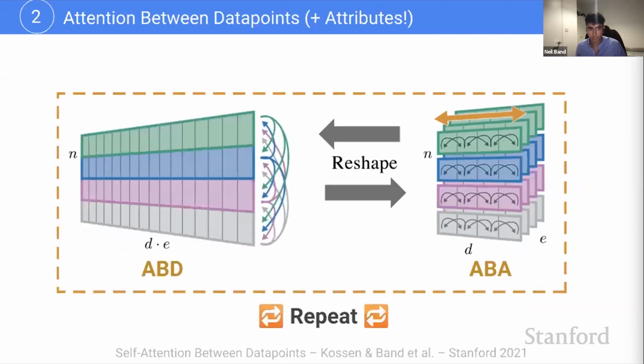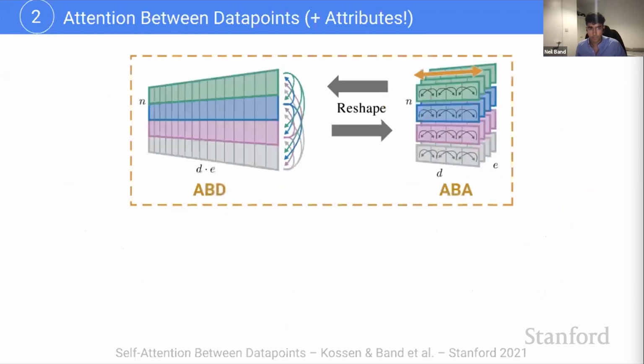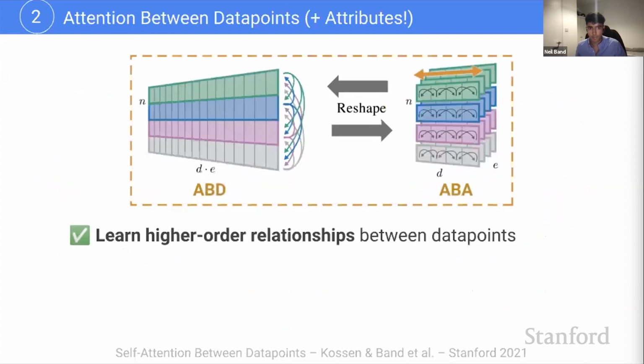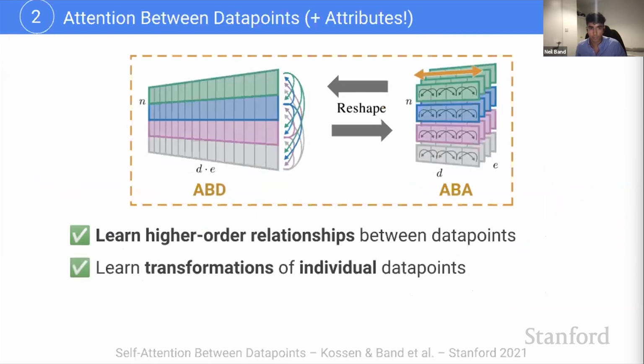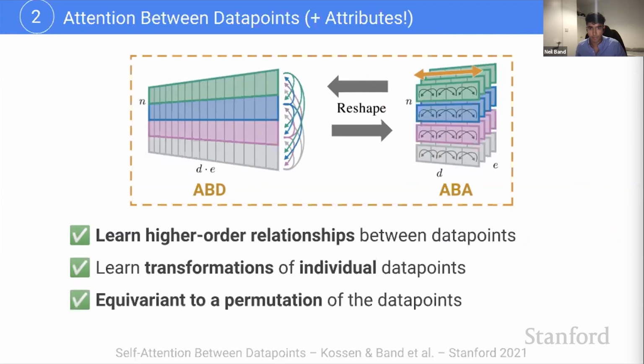And finally, we just rinse and repeat. So what are we actually getting out of this? To summarize, we're learning higher order relationships between data points, and we're learning transformations of individual data points. Importantly, NPT is equivariant to a permutation of the data points. This reflects the intuition that the learned relationships between the data points should not depend on the ordering in which you receive them or in which you observe your dataset.